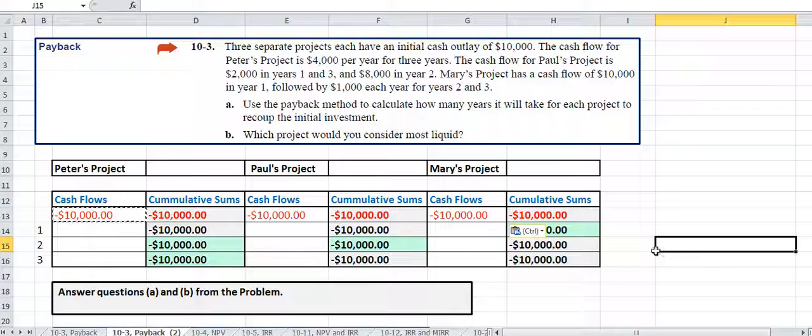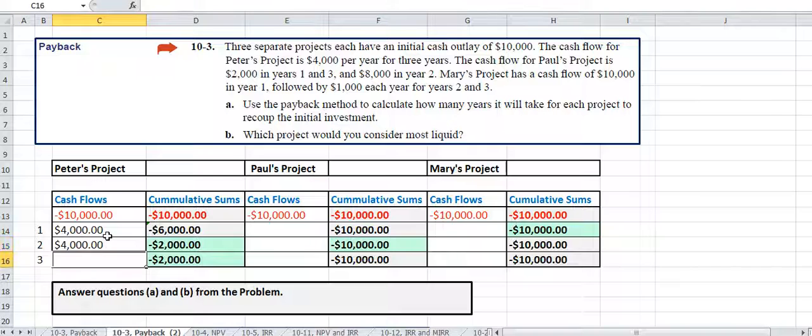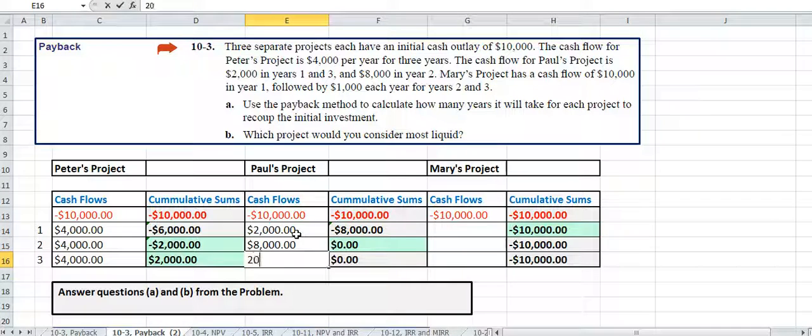Now let's look at the actual cash flows for the first 3 years. First, Peter's cash flows are going to be 4,000 for each of the 3 years. So we just simply come here and put in 4,000, 4,000, and 4,000. Paul's is going to be 2,000 in years 1 and 3 and 8,000 in year 2. So 2,000, 8,000, and 2,000.